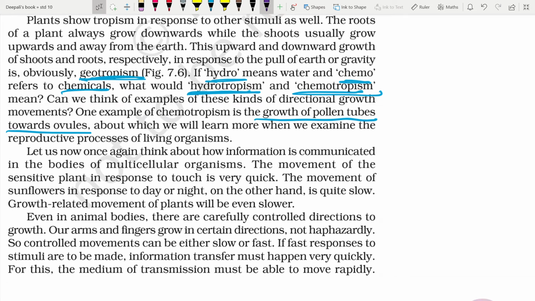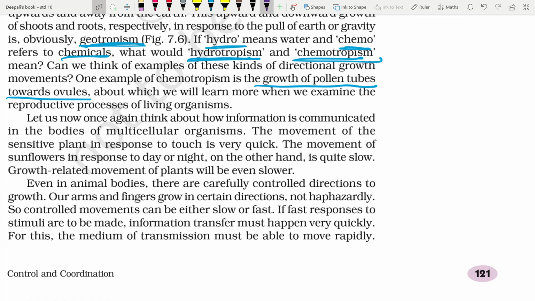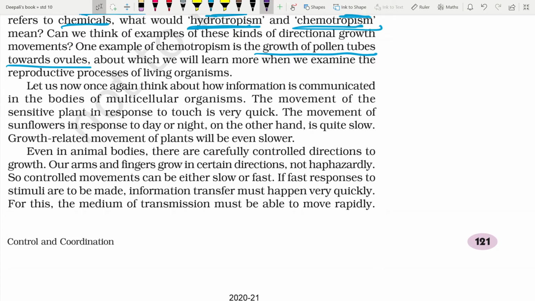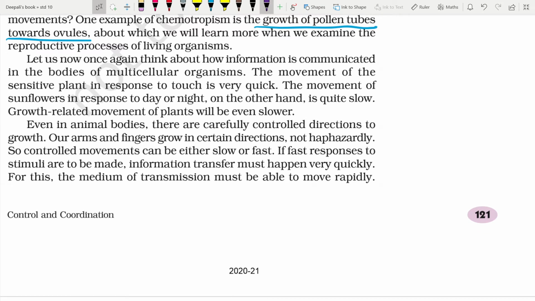Let us now once again think about how information is communicated in the body of a multicellular organism. The movement of the sensitive plant in response to touch is very quick, and the movement of the sunflower in response to day or night, on the other hand, is quite slow. Growth related movement of a plant will be even slower. Even in the animal body there are carefully controlled directions to growth. Our arms and fingers grow in a certain direction, not haphazardly. So controlled movements can be either slow or fast.